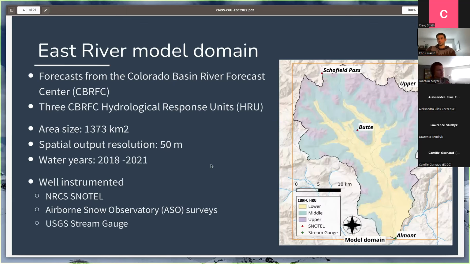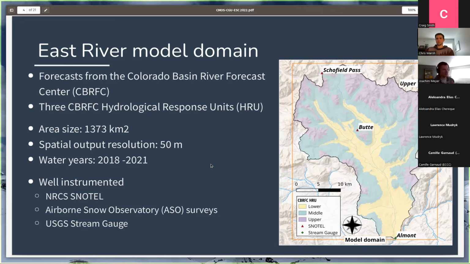Our domain here is shown on the right-hand side. It's forecasted by, like I said, the Colorado Basin River Forecast Center. So if you hear me saying CBRFC, that's what I'm referring to. The way that they forecast this region is by dividing it elevation band-wise into 3 hydrologic response units, so HRUs. The total test area is 1,370 square kilometers.